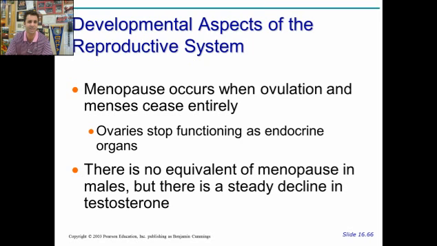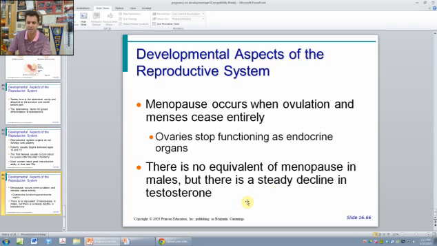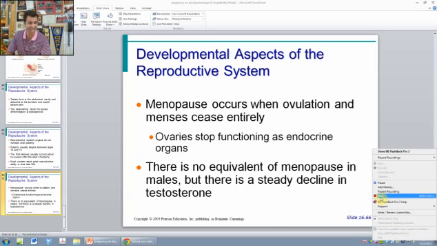In men, there is a decrease in testosterone over time, but there is no tie to menopause. Men can have babies until the day they die. That's just weird, I know. And we're done. And on that note, placenta!